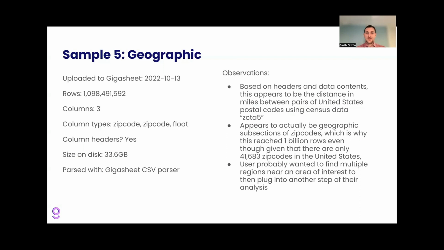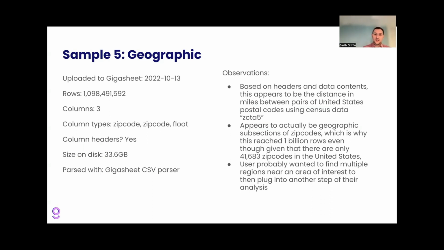Our last example. So here it is. This is the billion row file uploaded in October of 2022 to Gigasheet, 3 columns. So here's a nice example of that very high row count, meaning small column count. And it's a zip code and a float. And based on the headers and the data contents, it looks to be the distance in miles between pairs of US postal codes, United States postal codes, using some kind of US Census data designation ZCTA5, which I don't know much about.